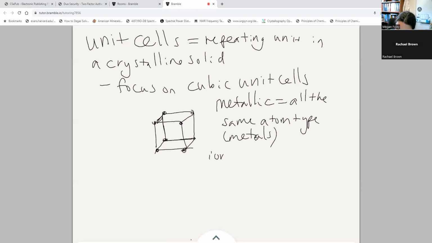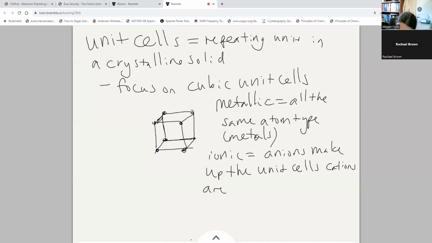With an ionic one, this is going to be composed of cations and anions. Our anions are going to make up our unit cell. And then we're going to have cations in the leftover spaces, the empty spaces where the anions are not. So we call these cation holes. So cations are in cation holes.